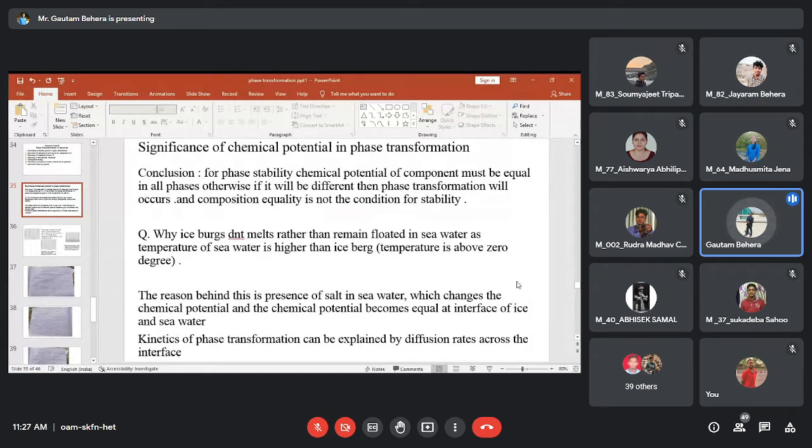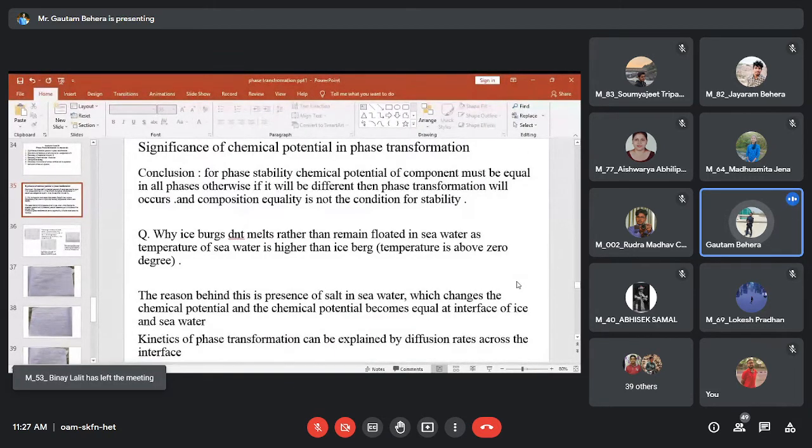Okay, suppose you have three phases, suppose alpha phase, beta phase, and gamma phase, right? And the same component A is present in alpha phase, beta phase, and gamma phase. And if you measure the chemical potential of A in alpha phase, beta phase, and gamma phase, and it is coming out the same, then it is the stability condition or stability criterion, right?